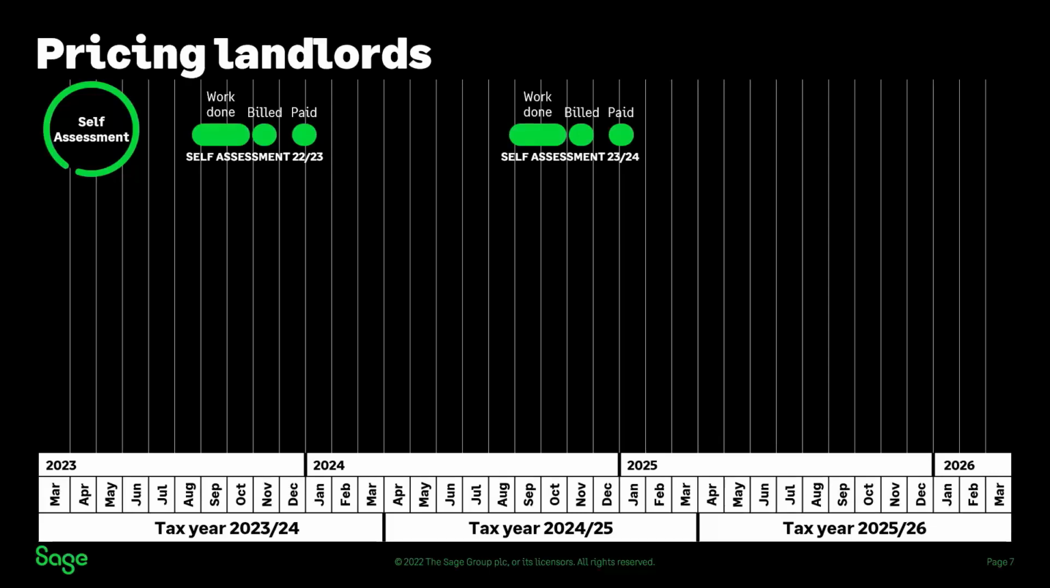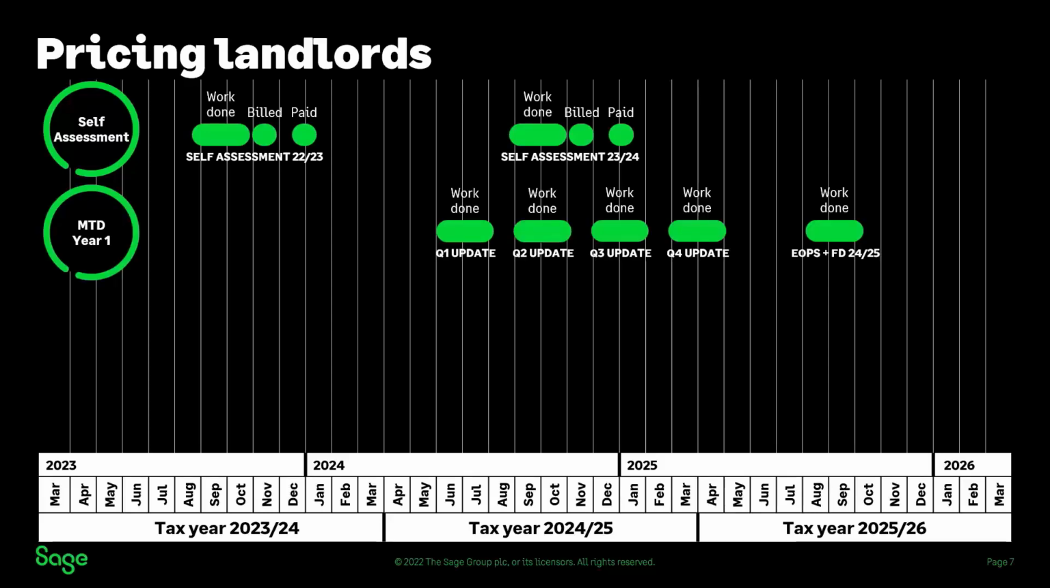So when you think about self-assessment, under the current rules of MTD for ITSA, self-assessment for our landlords will all end with 23-24. So at some point in the summer of 2024, you'll be filing or preparing the very last self-assessment tax return, the very last SA 105. You'll be doing the work, producing the return, billing them, and hopefully getting paid on time.